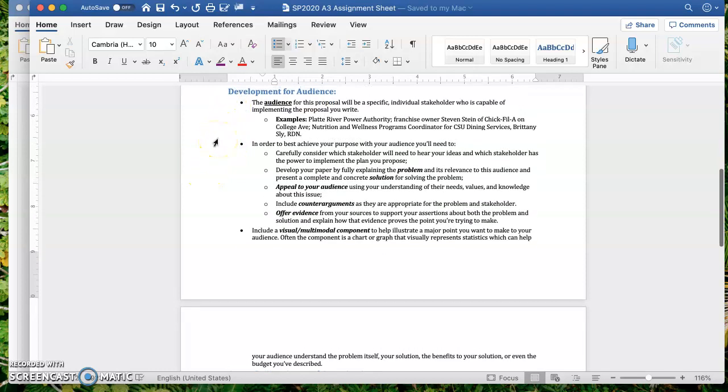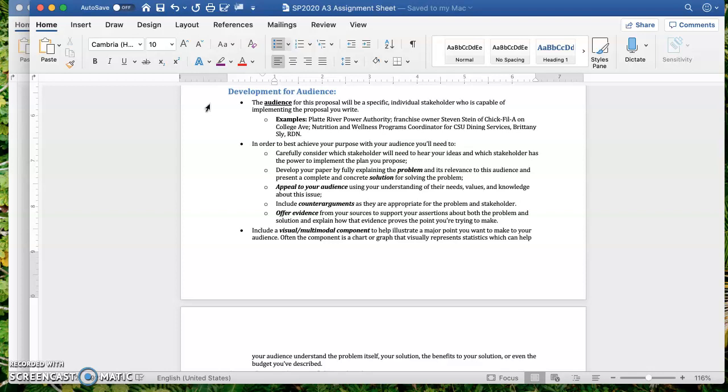Now moving on to development for audience, again, I think the best way to look at this when you're choosing who your audience will be is I want you to imagine that you're going to literally send your proposal off in a letter or an email to a specific person. And that person can be a representative for a larger group, but it has to be someone who could literally open up your proposal and read it.